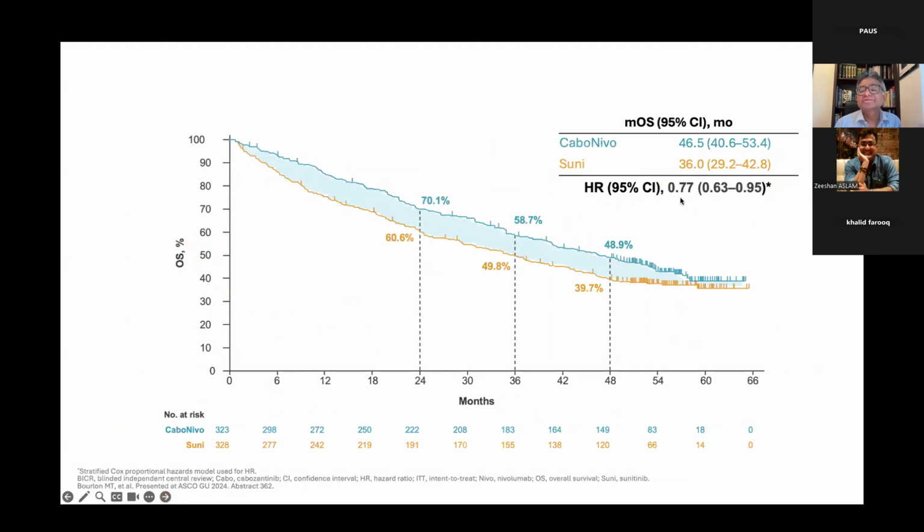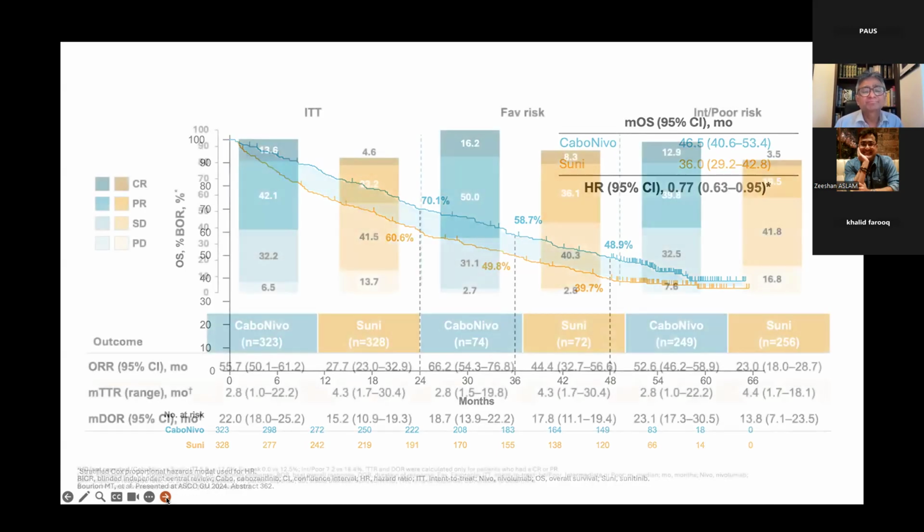Overall survival, 36 months versus 46 months with a hazard ratio of 0.77. And again, looking at 24 months, 36 months, 48 months, you're seeing 48.9% patients alive. And as I said, the more the data matures, then you start to see whether this benefit is maintained. Remember, many of these patients will have competing mortality risks as well, and they may not die of metastatic kidney cancer, but other related comorbidities as well.